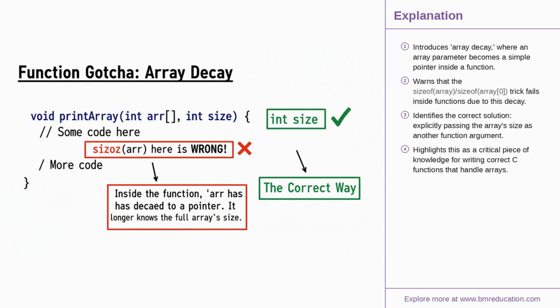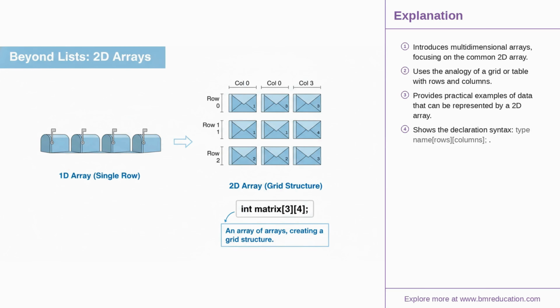So far, we've only seen one-dimensional arrays, which are like simple lists. But C can handle more complex structures. A two-dimensional array can be visualized as a grid or a table with rows and columns. This is perfect for representing things like a chessboard, a spreadsheet, a tic-tac-toe board, or the pixels of an image.